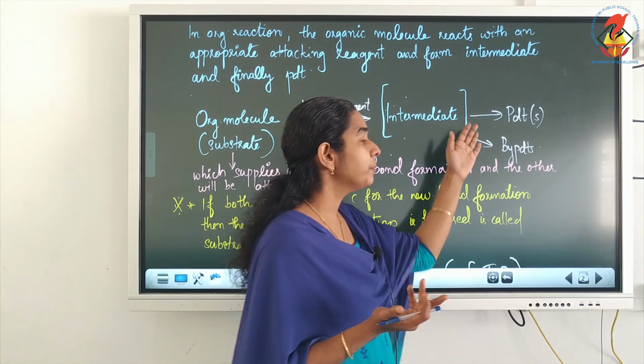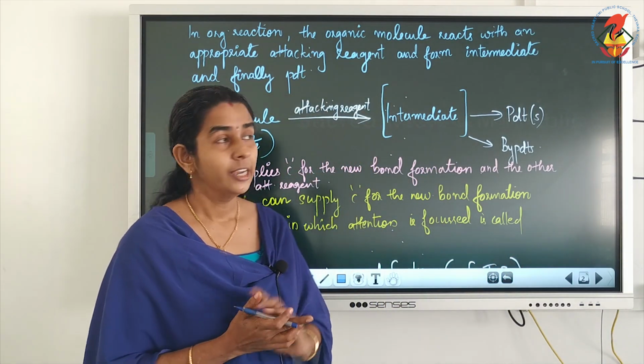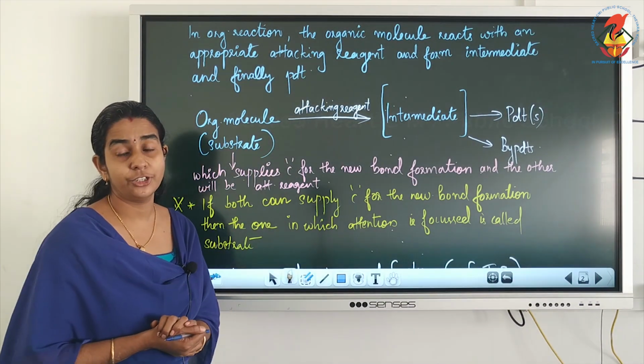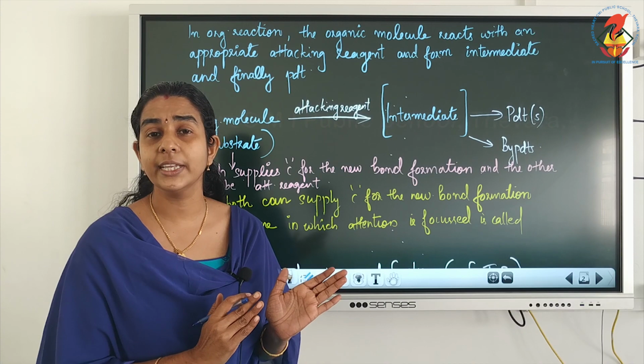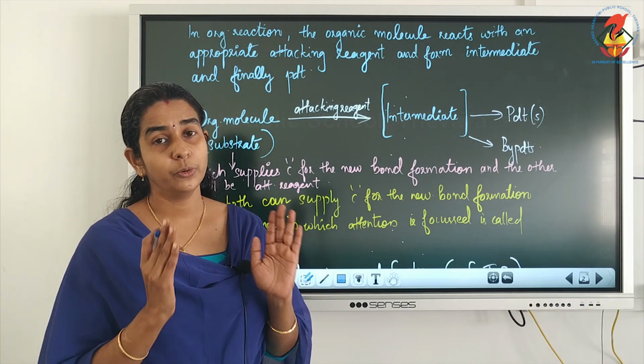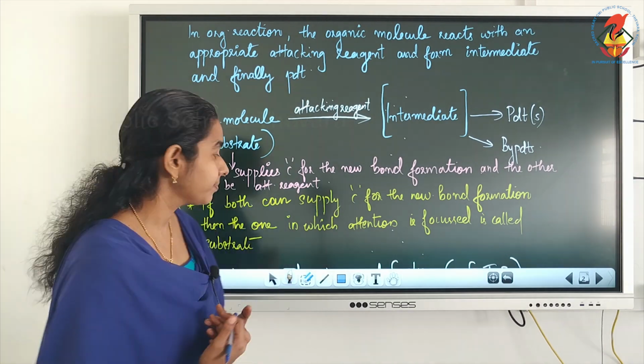So, now along with products there can be byproducts also during some reactions. So, this is about the general representation of an organic reaction. Remember, here we are using, instead of reactants, the terms like substrate and attacking reagents.